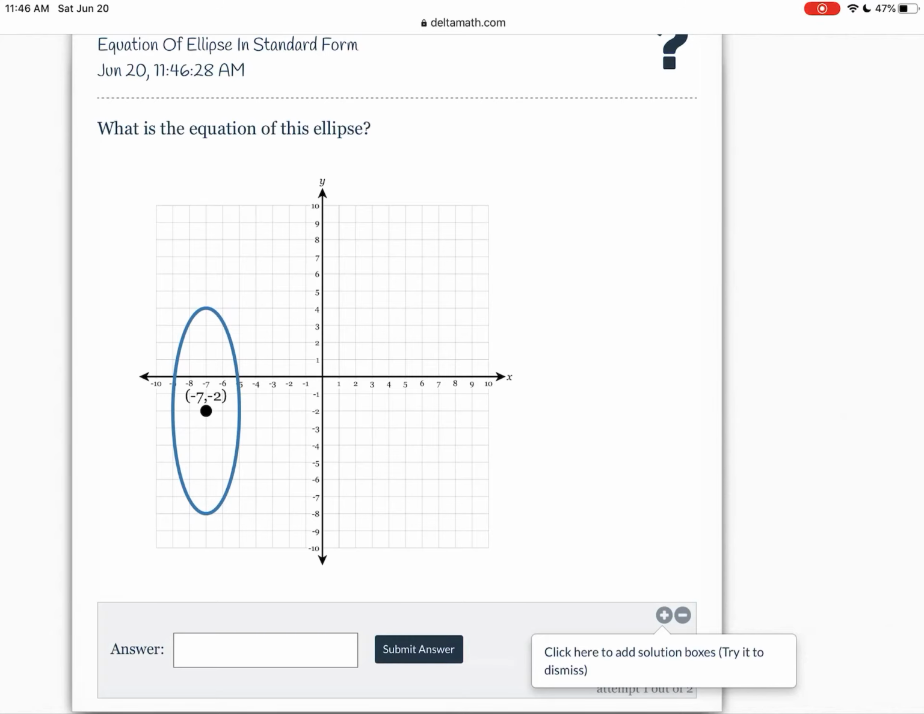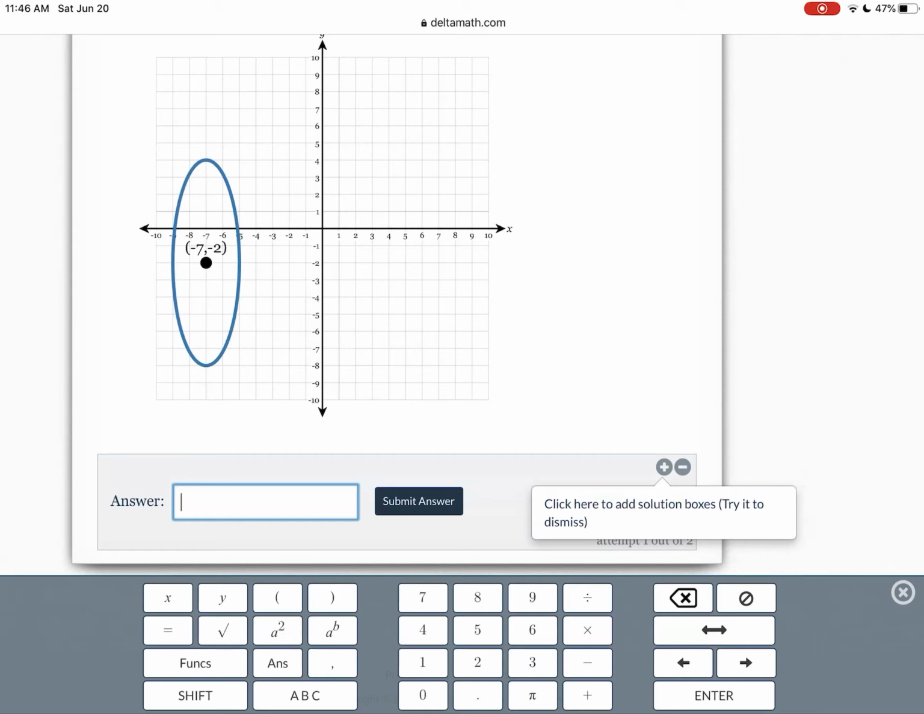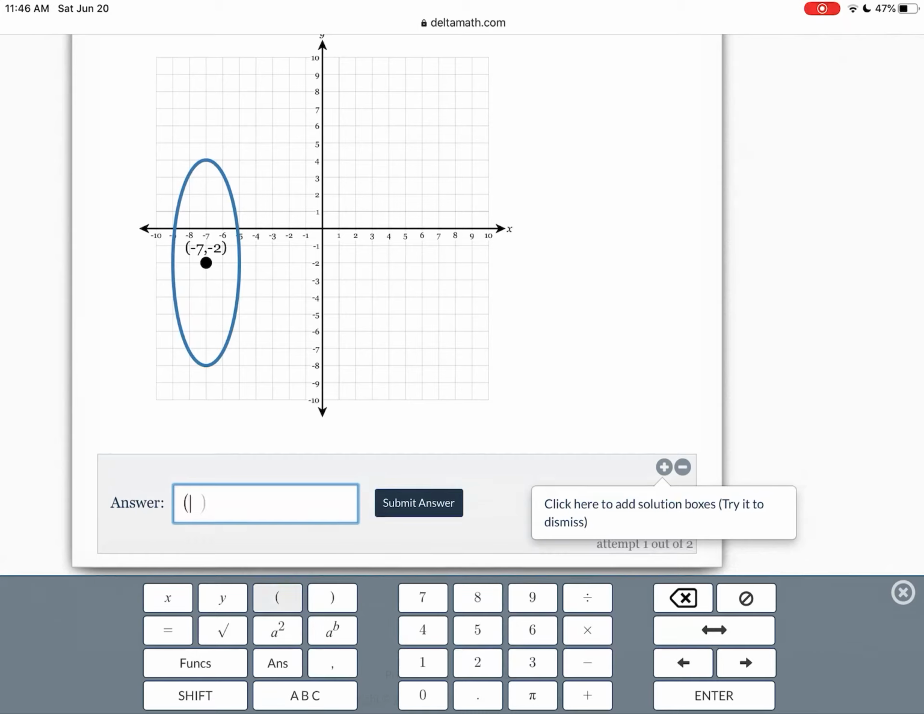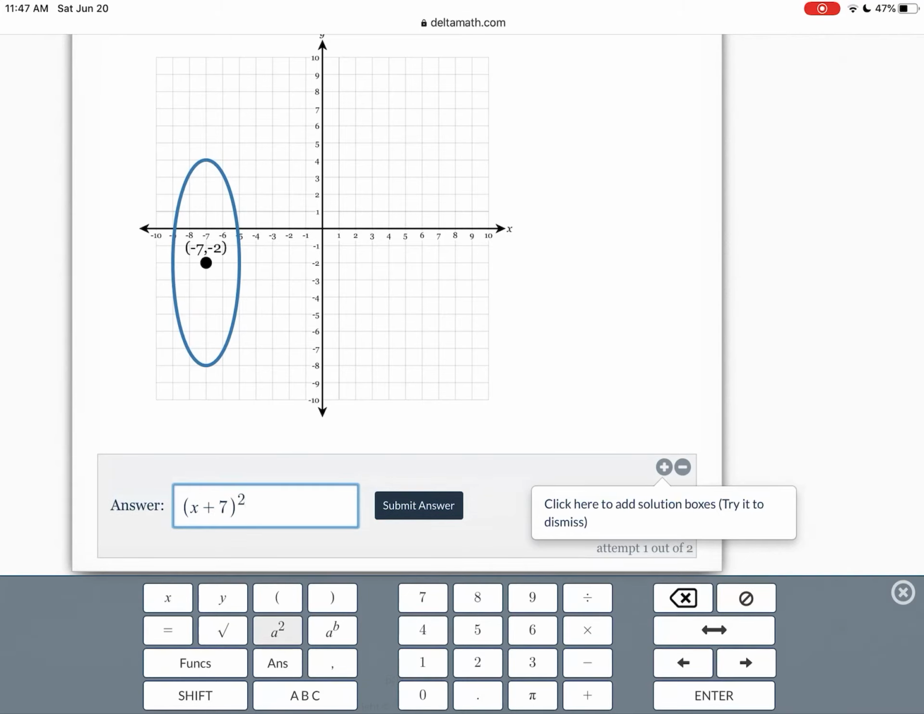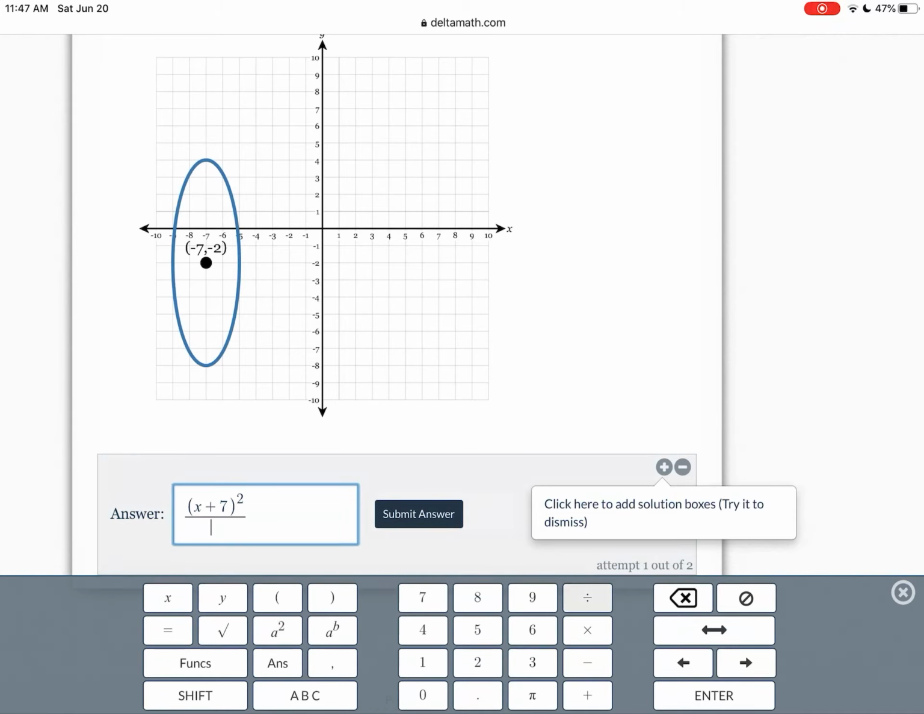Okay, and the way this works is that it's going to be an equation of the following form. It's like x minus a constant, and that constant happens to be the x-coordinate of the center. So since the x-coordinate of the center is marked as -7, we have to do x minus -7. In other words, x plus 7. Okay, now I need to square that, and then divide that term by the square of the sort of horizontal semi-axis. That is the distance from the center to the ellipse in the purely horizontal direction.